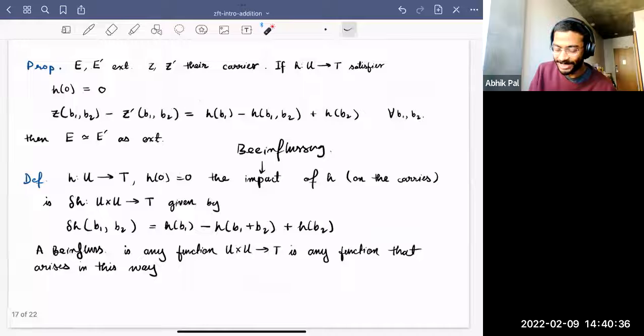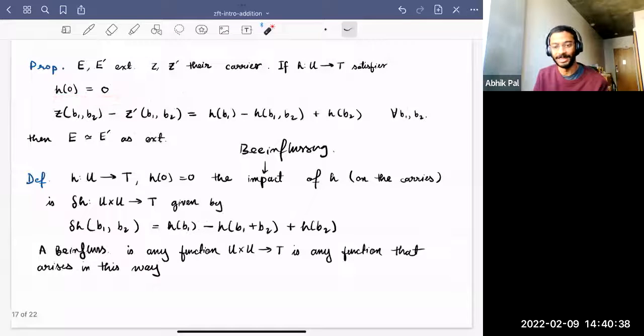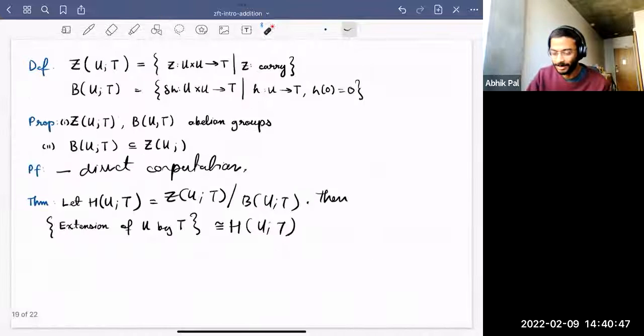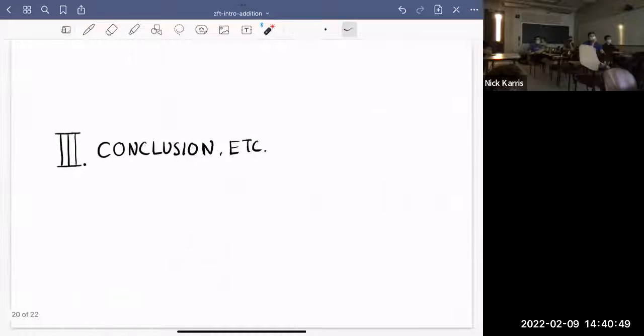Oh, and also in general extensions, you want the identity to go to the identity before you take the delta. Any other questions, comments? If not, let's thank the speaker again.